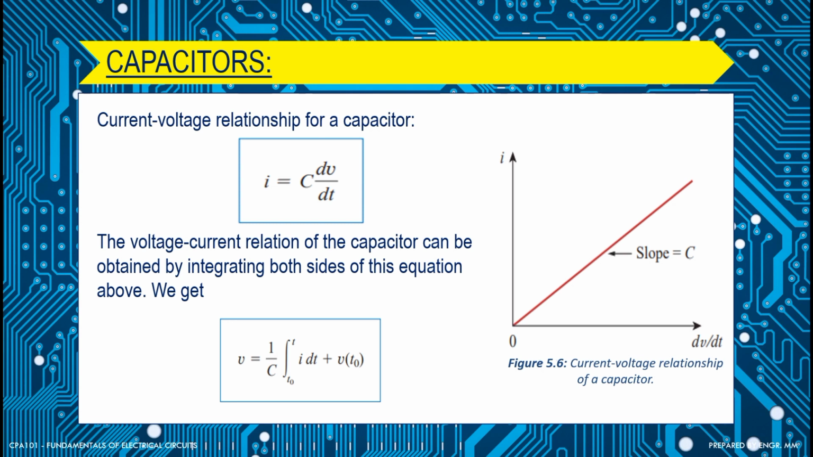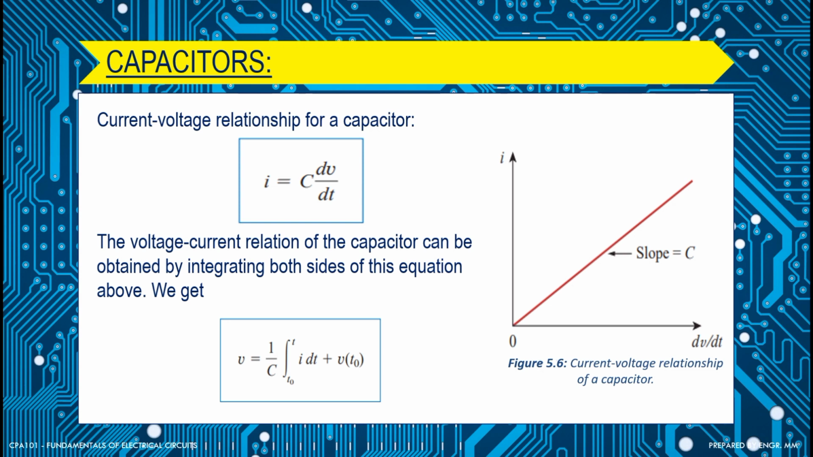So we have the current-voltage relationship for a capacitor: I is equal to C multiplied by dV/dt, or the change in voltage with respect to time t. Now, if we want to get the voltage, we'll just manipulate this formula. So we'll have I dt is equal to C dV, then integrate both sides of the equation. We'll get V is equal to 1 over C integral of I dt from t0 to t plus V of t sub 0.